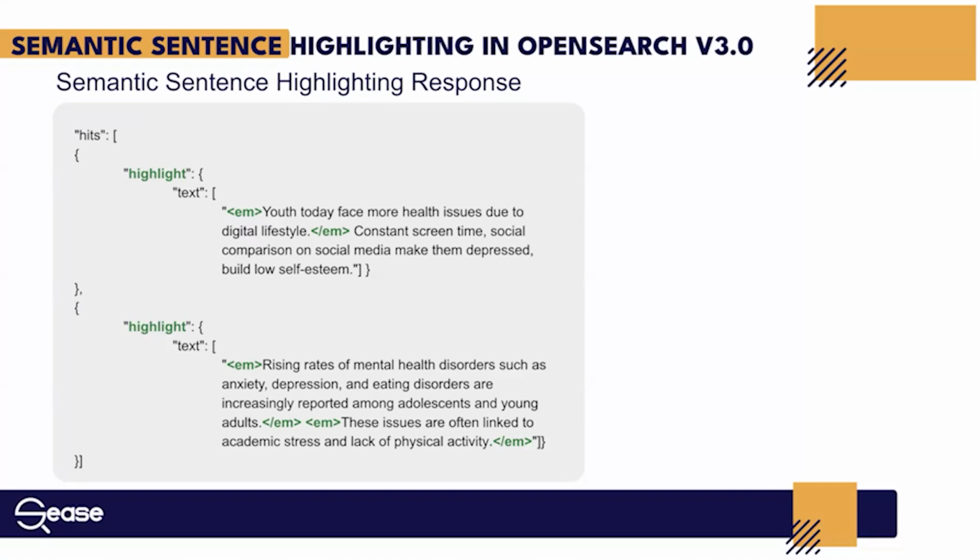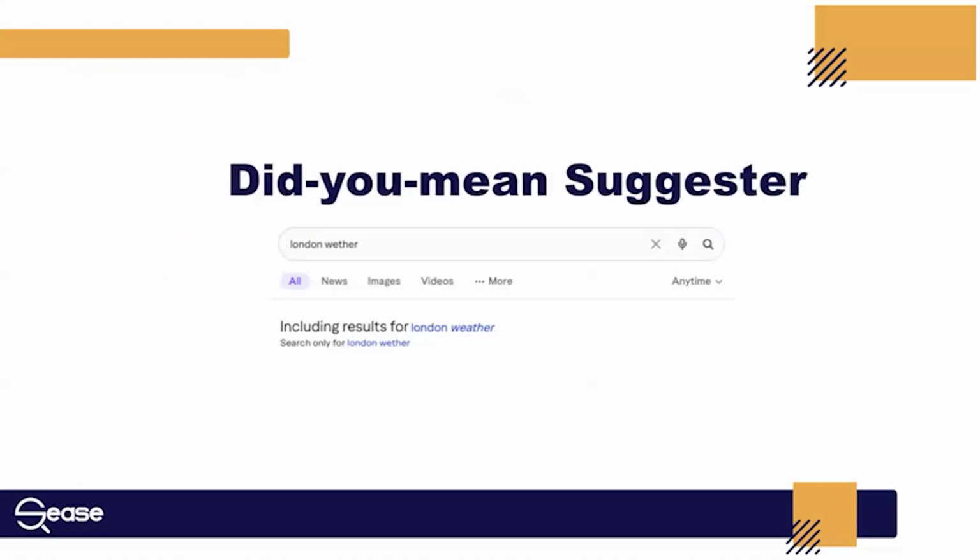So let's go, the last part. This is the last part: did you mean suggestions. This is actually not a limitation. Okay, so before diving into that, what is did you mean? Just to recall, if you search for something and you have some typos, the search result offers you, okay, did you mean this, London weather or something like that? So this is did you mean.